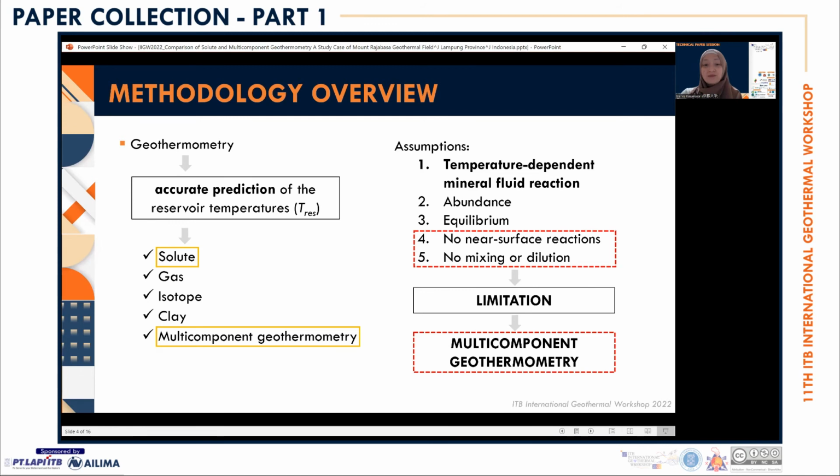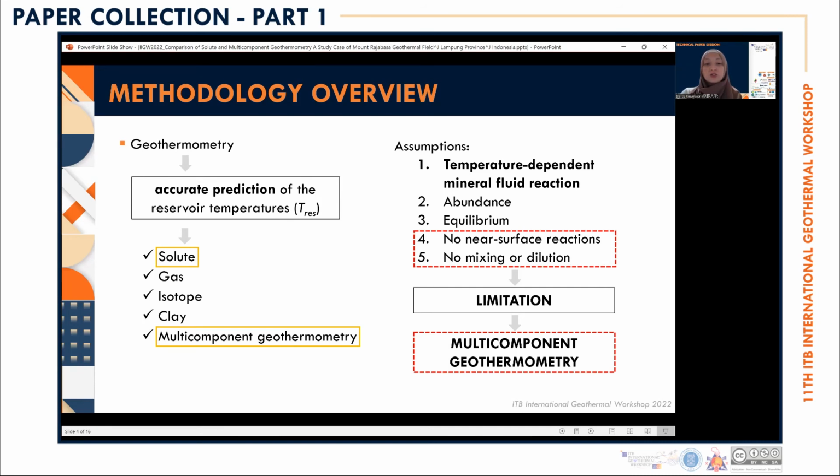But have you ever heard about the fifth one, the multi-component geothermometry? Here, I'll be focusing on comparing these two, solute and multi-component geothermometry. When geothermometry is applied to estimate the subsurface temperature, a basic assumption is that temperature-dependent chemical or isotopic equilibria prevail in the source aquifer. Further, the approximation is made that chemical and isotopic reactions do not significantly modify the composition of the fluid as it ascends from the source aquifer to the point of sampling.